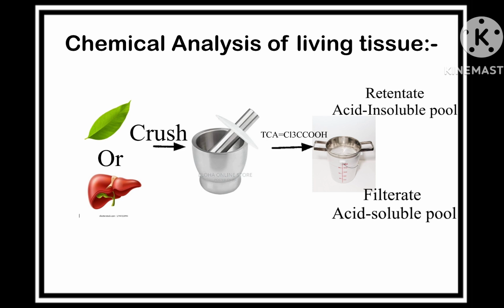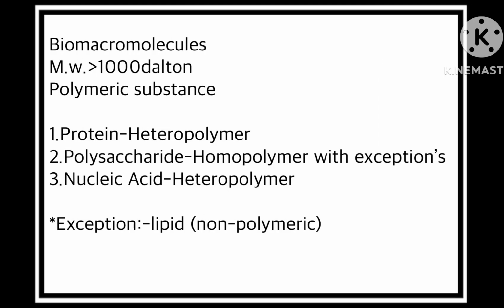The acid insoluble pool has biomacromolecules, which are big in size and are stuck on the surface of the strainer, and in the acid soluble pool we have biomicromolecules, which are inside the beaker. You can see in the picture. In the acid insoluble pool, we have biomacromolecules whose molecular weight is more than 1000 Dalton. We have mainly three types of organic compounds in it, which are protein, polysaccharides and nucleic acid. These compounds are polymeric substances.